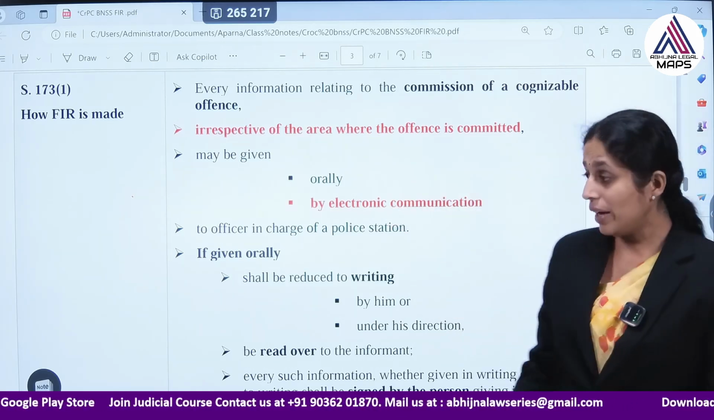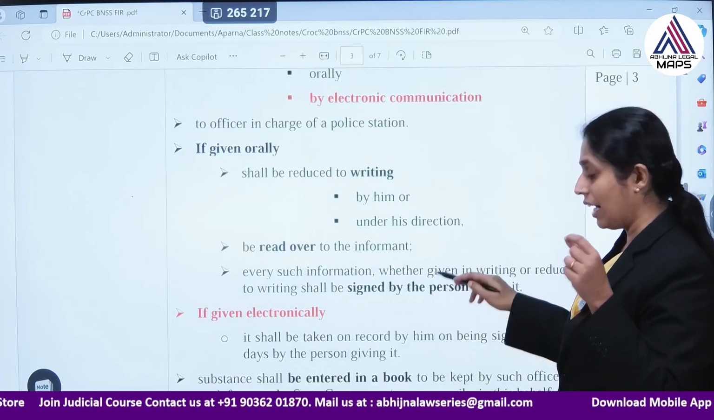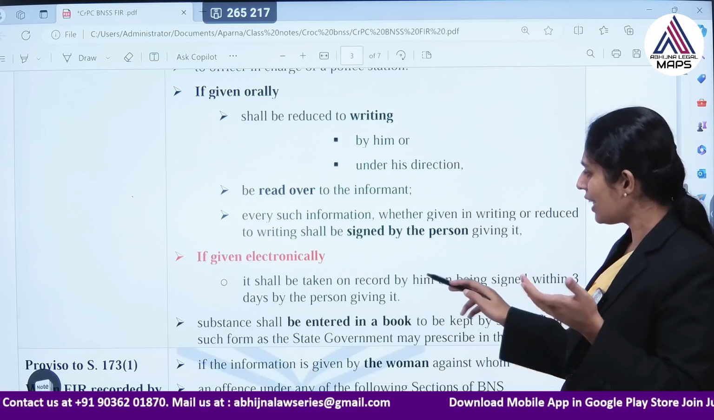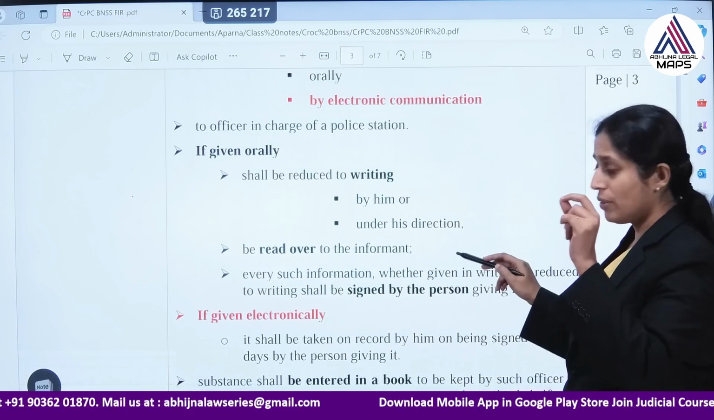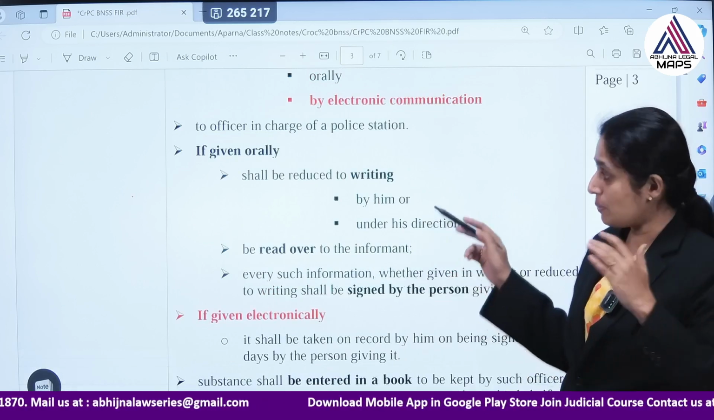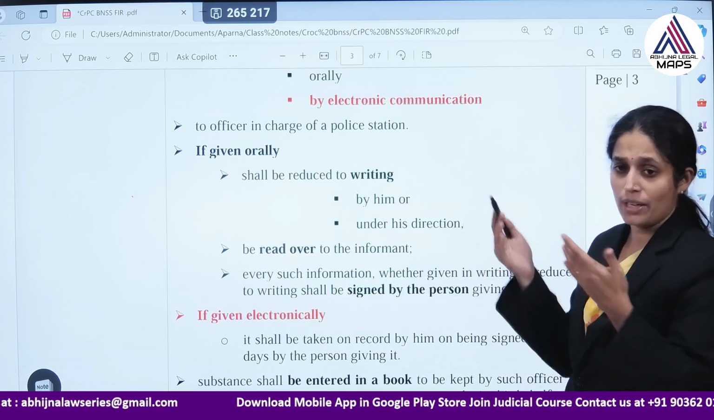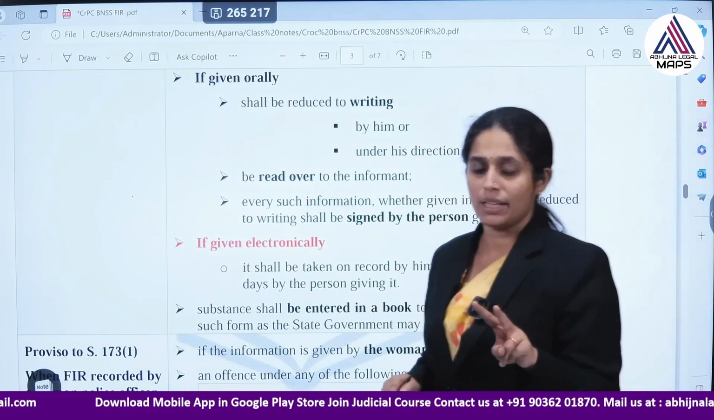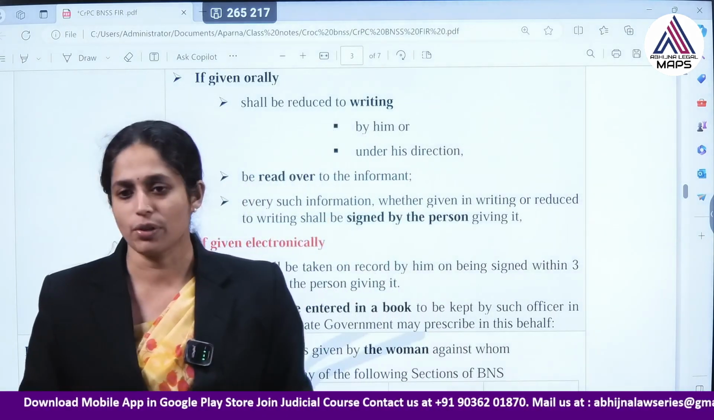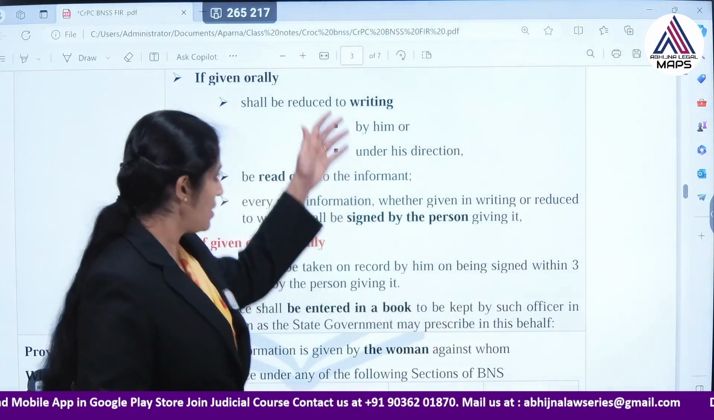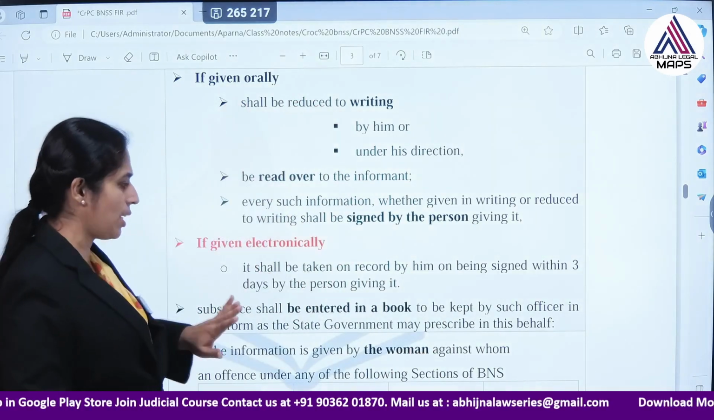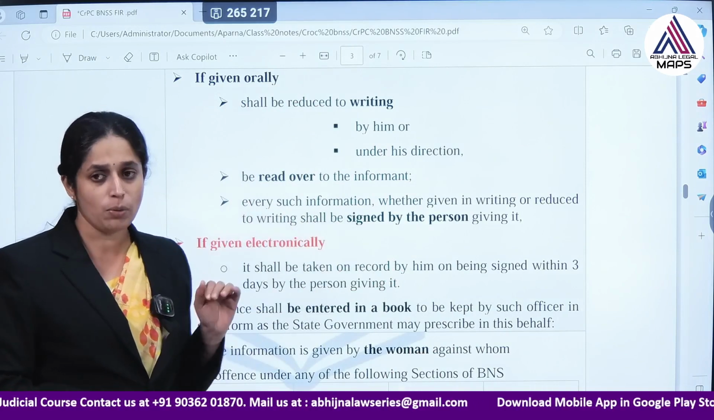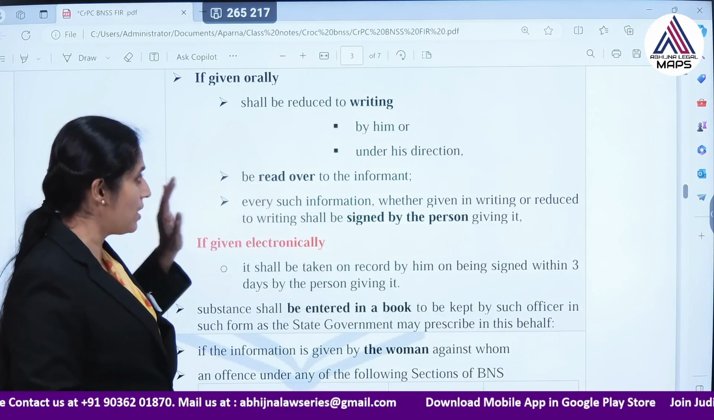That is why they have introduced the new concept of electronic FIR, where after giving the FIR electronically, the signature can be taken within 3 days, because the signature of the person who has given the information has to be taken, irrespective of whether it is a normal FIR or an electronic FIR. But when it is given electronically, it can be taken within 3 days from the date of giving the information. Okay. So, these are the two major changes. Rest of the provisions are the same. The substance of the information has to be maintained in a book. Everything is the same.